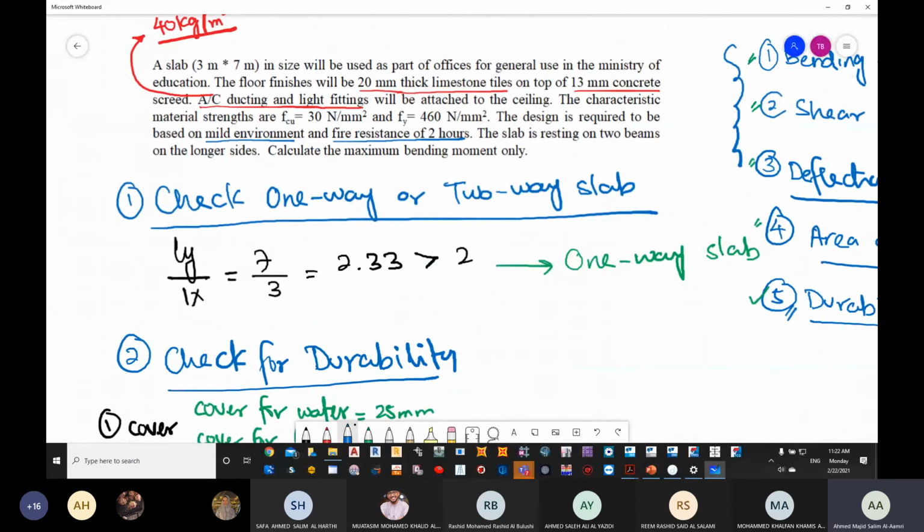Now, for grade of steel, we have 250, 460, and then 500, if you remember. 250 is no longer available. We have 460, and then we have 500. You can design either for 460 or for 500. Both of them are going to give you the same stresses.